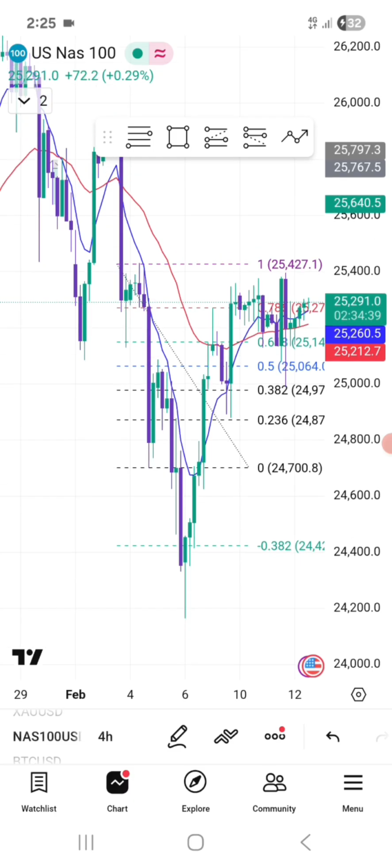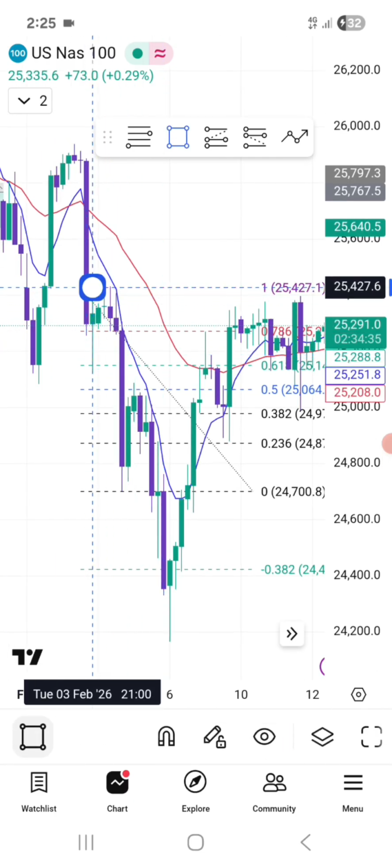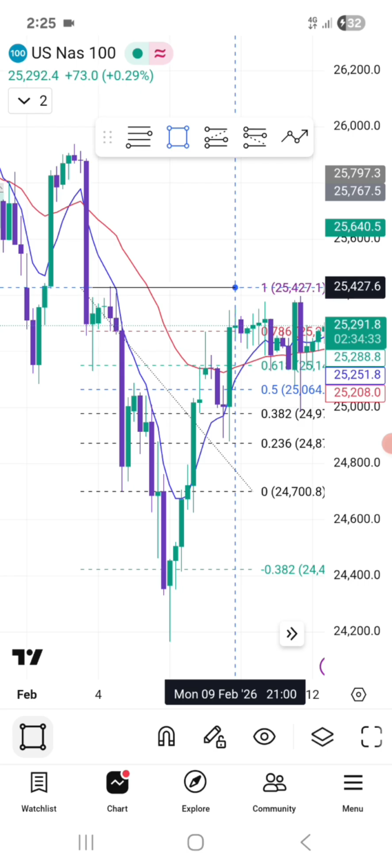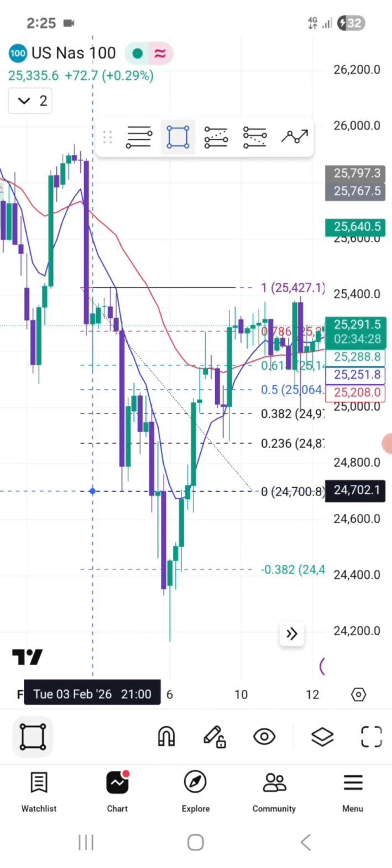Once we have plotted our Fibonacci, this is the swing high point, and this becomes our swing low point.